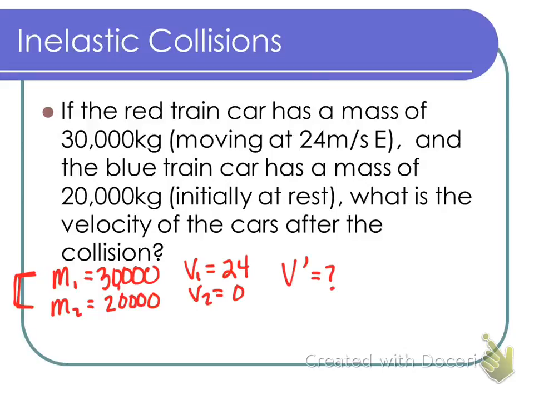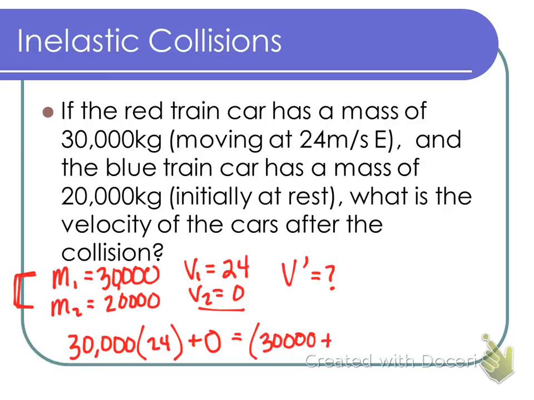Right? So we would have v1x, v2x, v1x prime, v2x prime. So we would have all of these types of things for every variable. So you need to make sure you get yourself into some sort of organizational system. Okay, so 30,000 times 24, and it's moving east, so that's positive. Right, our second object's at rest. And we just have one prime velocity because they are stuck together post-collision.